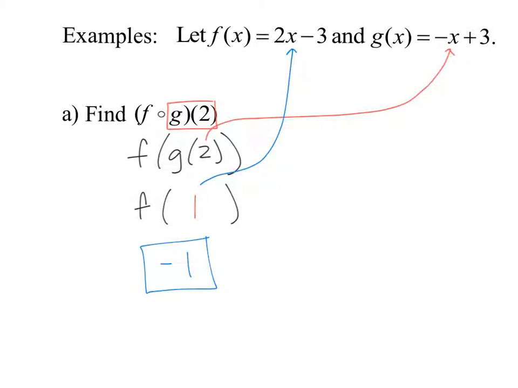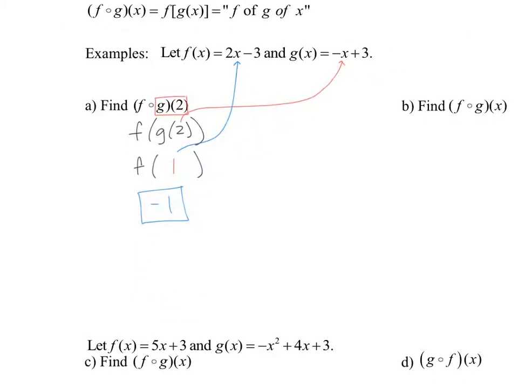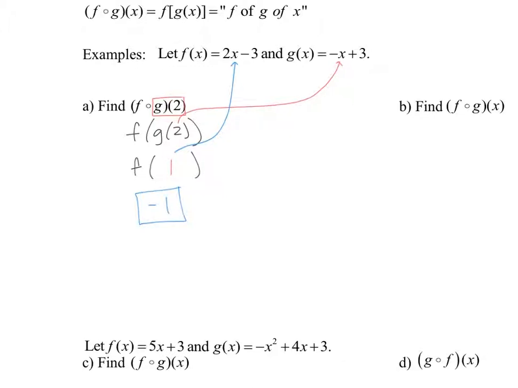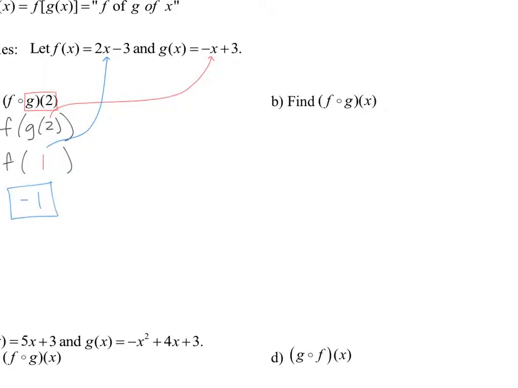Okay, so kind of weird. You start by plugging the number into the g, the letter that it's closest to, the g of 2. That means you plug in 2 to the g, and you get an answer of 1. Then you take that answer of 1 and plug it into the f. Okay, so a little bit confusing, a little bit tricky, totally different symbols, new operations. Let's try this one. This is f of g of x.